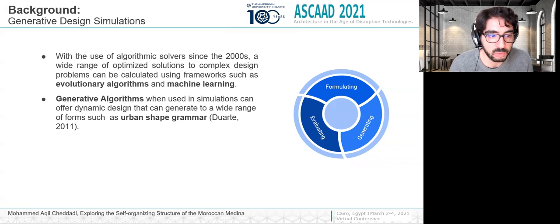To achieve this, we will be using generative design simulations as a means of experiment. The advent of algorithmic and parametric design and their wide application in the fields of architecture and urban design has made it easier to run calculations that can simulate and optimize an urban form to multiple factors. Generative design simulations are tools that generate morphologies by formulating, evaluating, and generating morphological outputs.